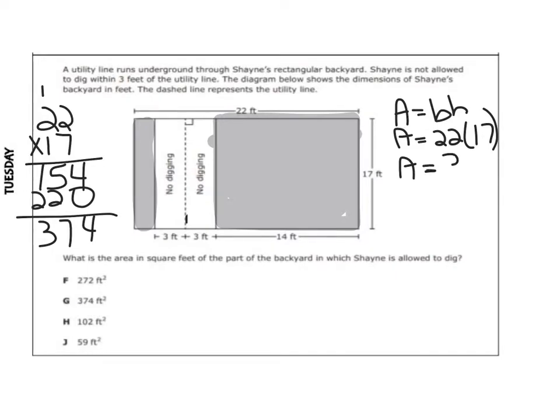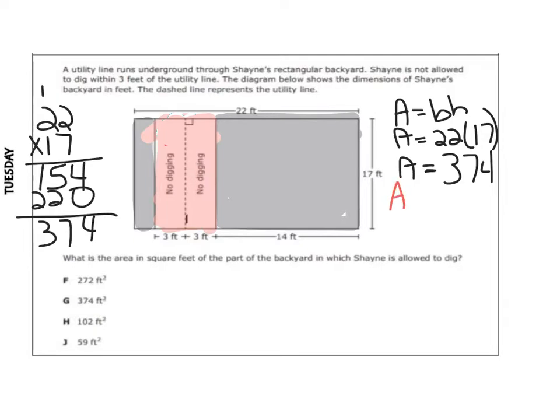But can I dig in all of it? No, what can I not dig into? Don't you just subtract 6? Why would I subtract 6? Wait, no, Jesse, not 6. So what do we have to do? The red part is the part we cannot dig, right? Okay, so then what do I need to do to find the area of that now?